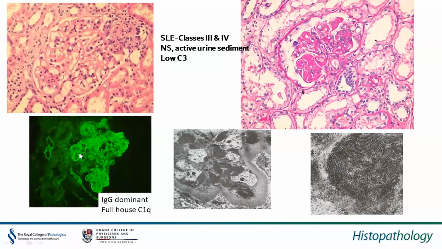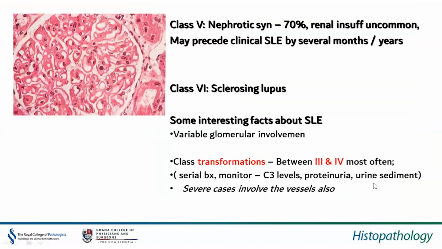On immunofluorescence, you find there's IgG dominance and a full house pattern. You find that the staining for IgG is blotchy, coarse granular, in the mesangium and along the capillary walls. It's usually IgG dominant. And full house staining is present, C1q is present. On electron microscopy, you see these electron-dense deposits which are present in the mesangium. They are also present in the subendothelial location. This is the basement membrane. This is the subendothelial location. And sometimes these have an organized pattern giving rise to a fingerprint appearance.